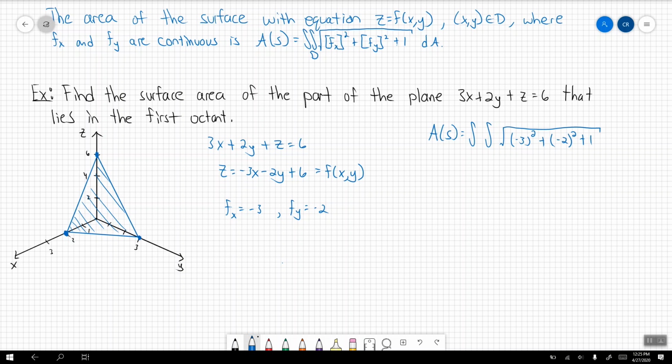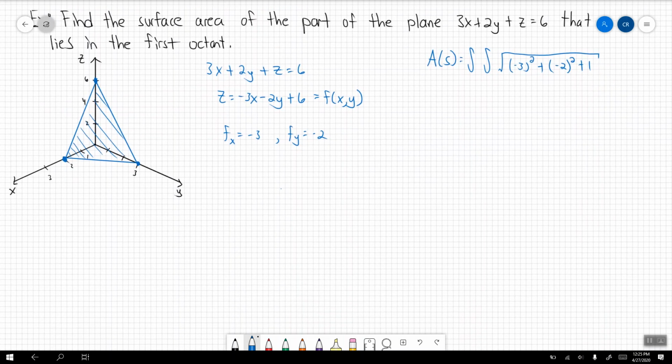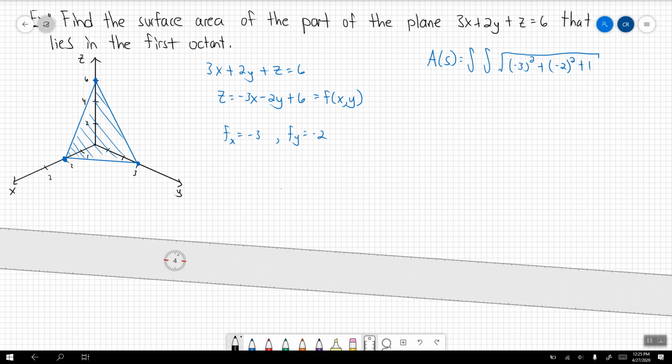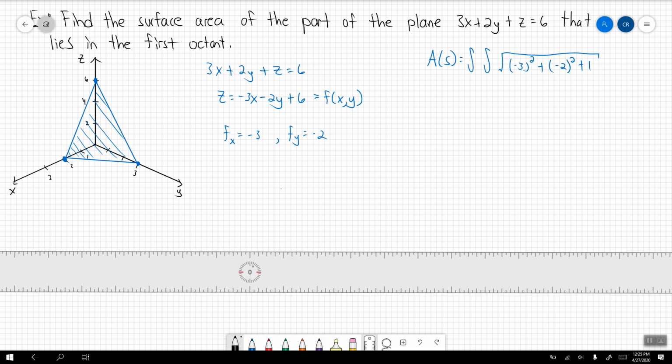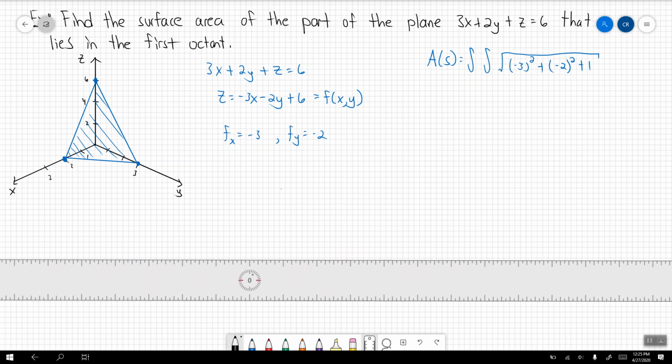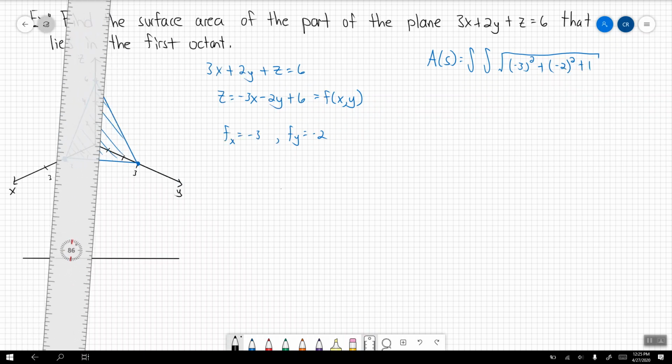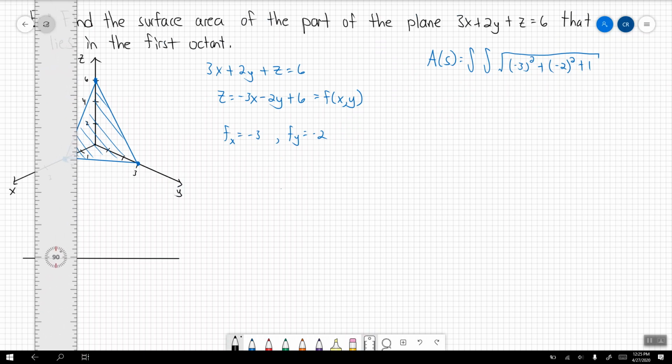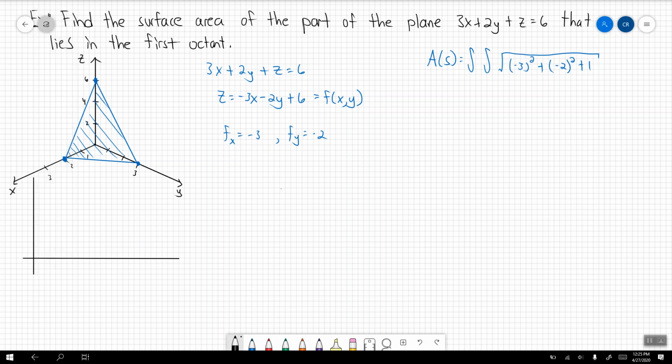Now I need to figure out how I'm going to write this up for my actual domain that I'm working with. Since this is made in the first octant, I want to look at the first quadrant. So let's go through and look at this region on the x and y coordinate system. Once we see it, we'll be able to identify what type of region we're trying to integrate.